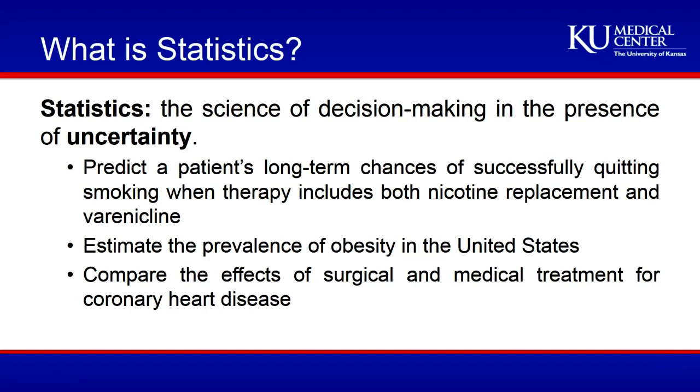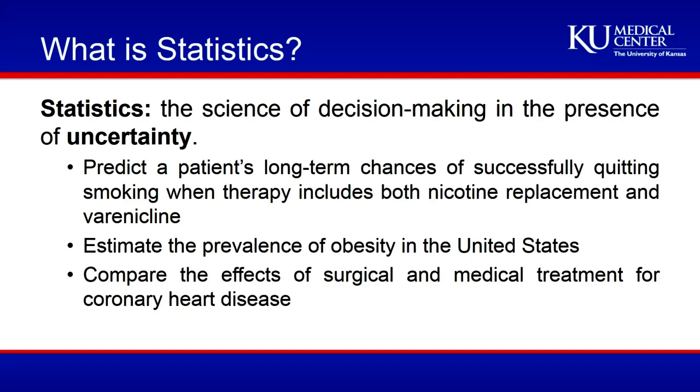Some of the kinds of questions that we address using statistics: we might want to predict something like a patient's long-term chances of successfully quitting smoking when therapy includes both nicotine replacement and varenicline. So what will a patient's outcome look like in the future based on what we know up to a certain point? We might also be interested in estimating things, something as simple as the prevalence of obesity in our country, which is not really all that straightforward, actually.